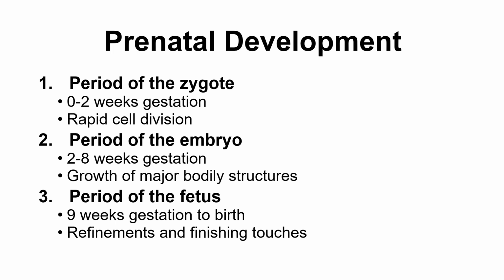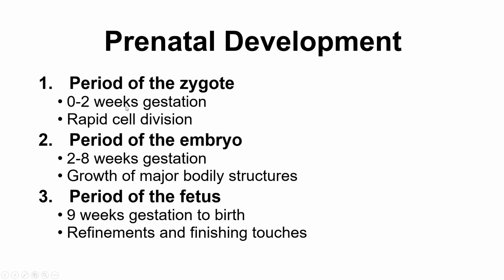We're going to talk about each of these stages in more detail in just a minute here. Our period of the embryo, you might be familiar with that as the embryonic stage. And that's from 2 to 8 weeks, where we start growing our major bodily structures. And then the last period, the period of the fetus, is from 9 weeks right to birth. That might also be called the fetal stage, and that's where we have all of our finishing touches prior to birth. So if you've seen these under different headings, don't worry about it. They're all sort of the same basic concepts, just slightly different naming conventions.